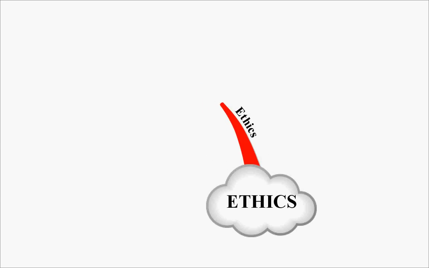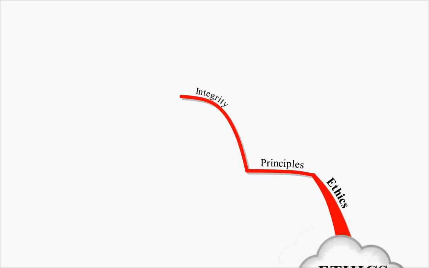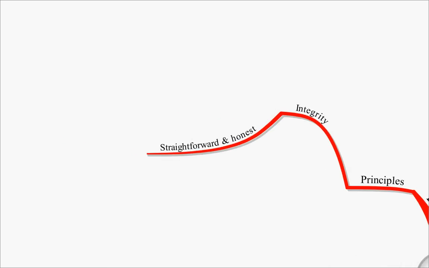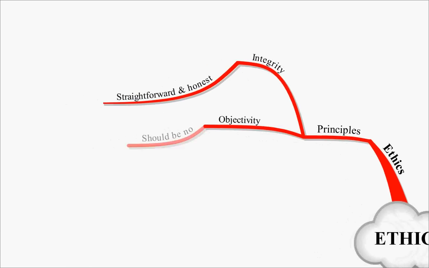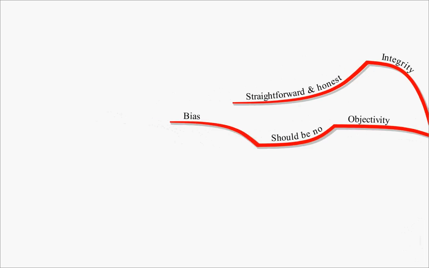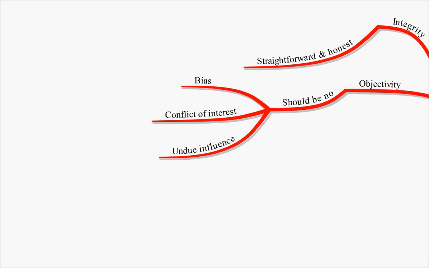So the first thing we looked at with regards to ethics was our ethical principles that the ACCA set down for us. First of these is that we must act with integrity, i.e. we must act in a straightforward and honest manner. We must have objectivity, we must show no bias, we mustn't have any conflicts of interest, and there mustn't be undue influence.